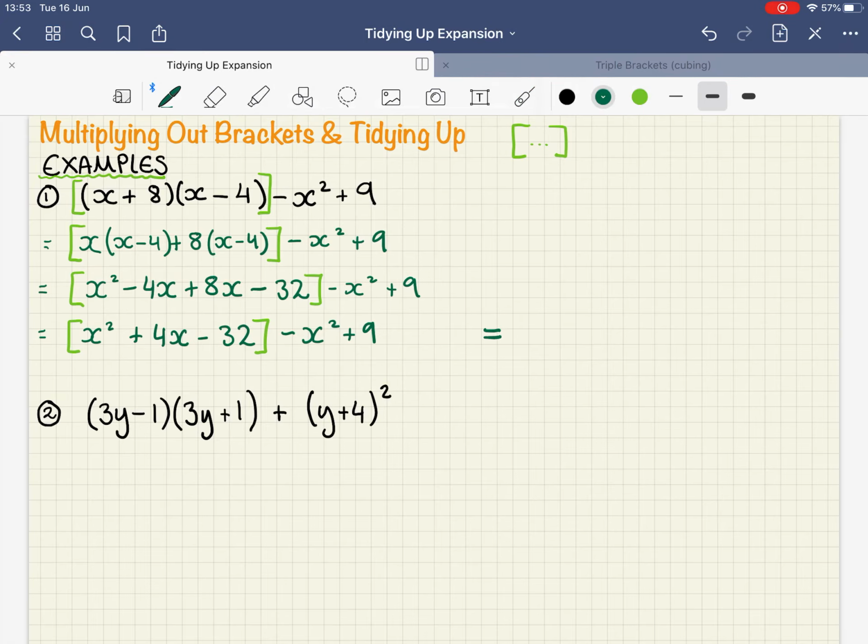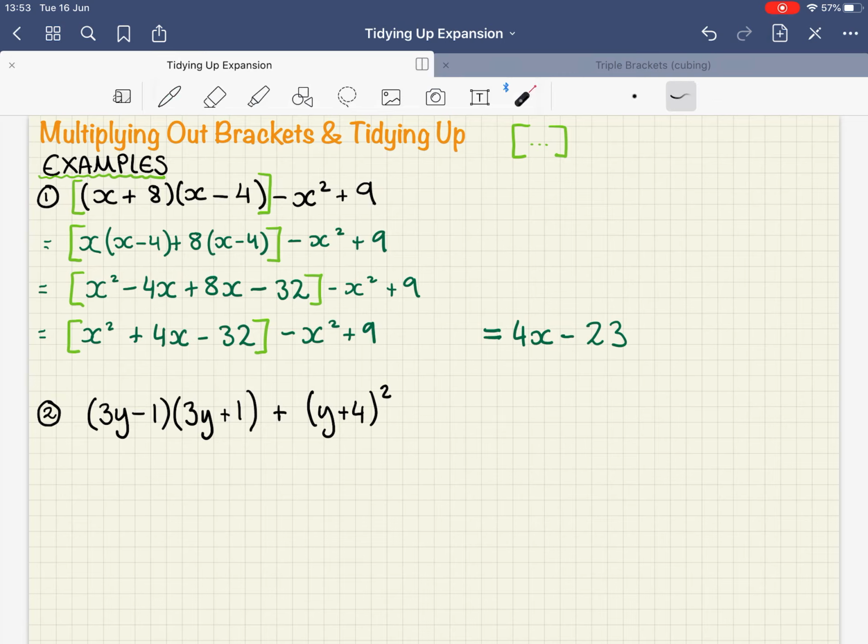So I'm just going to write my final answer along the edge there because I'm running out of space underneath. So to start off with, I've got x squared minus x squared. And that's just going to cancel each other out, so that's going to be completely gone. Then my 4x is just there, same as before. And I've got minus 32, add 9. So that's going to give me negative 23. And that's my final answer.